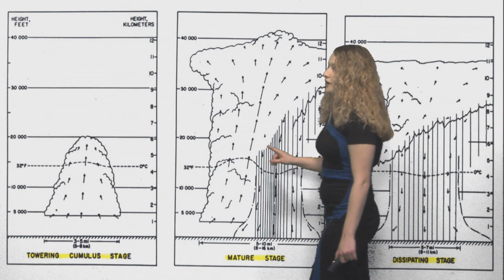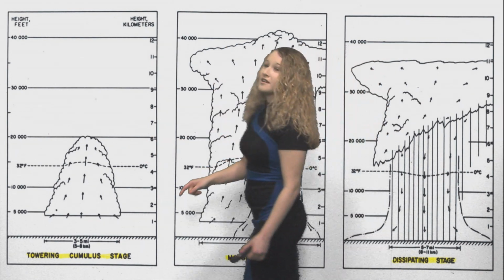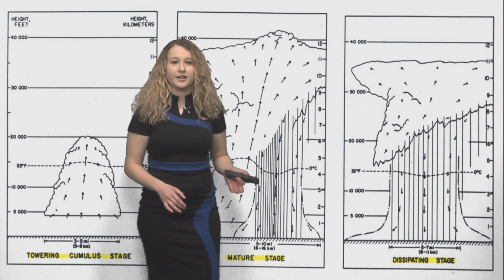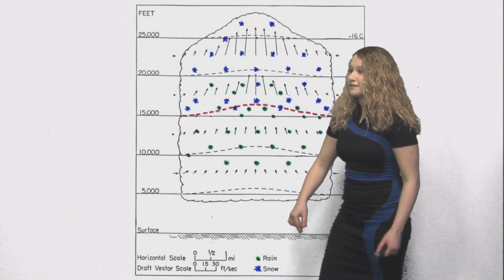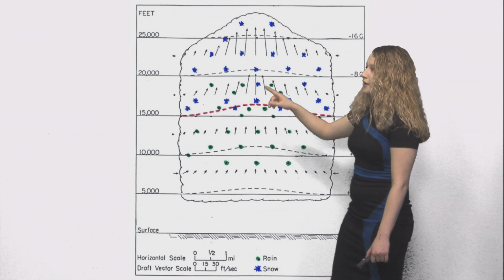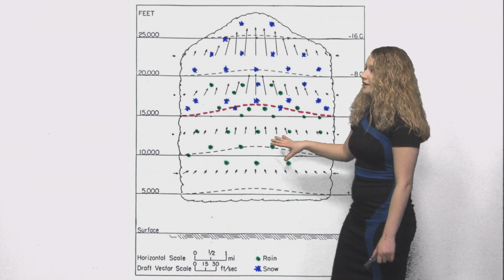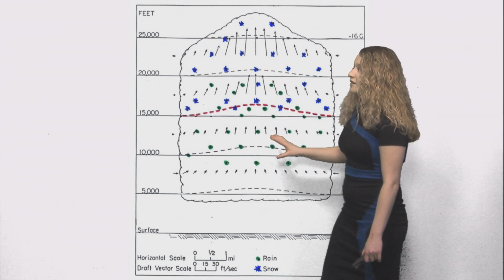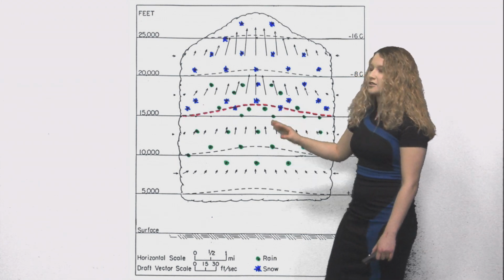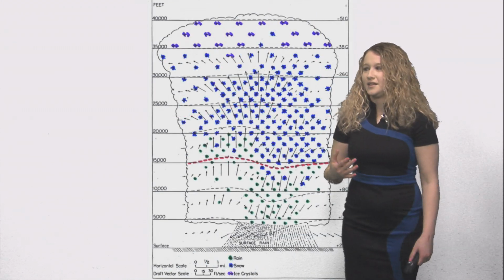So first, let's talk about the single cell. You have your towering cumulus stage, you have your mature stage, and then you have your dissipating stage here. So first with the towering cumulus stage, it's mainly updraft dominated. So you see all these arrows pointing up. It's exactly pulling air into the storm. Now the green here is rain, and then the blue here is snow. So you'll get definitely two different types of precipitation, but it's mostly suspended here. The storm is just starting to build in intensity.